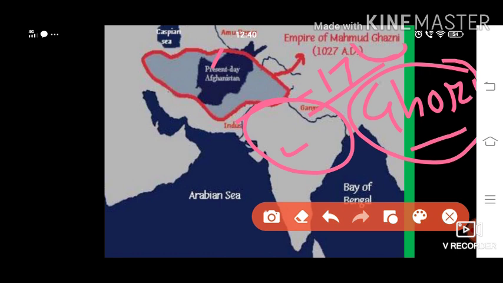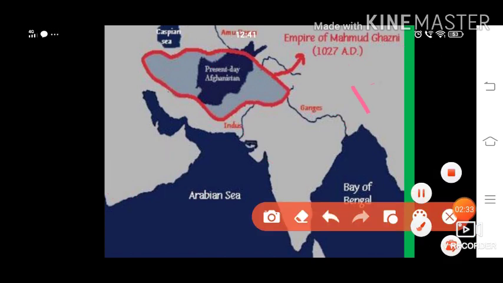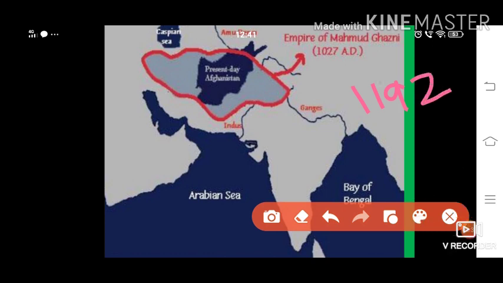So because of this, he invaded India in 1175. Then he conquered Multan and many regions. Then in 1190 he conquered Punjab. Then he had a battle with Prithviraj Chauhan. In the first battle in 1191, he was defeated by Prithviraj Chauhan. But soon after 1 year, in 1192, this is important, Muhammad Ghori defeated Prithviraj Chauhan.